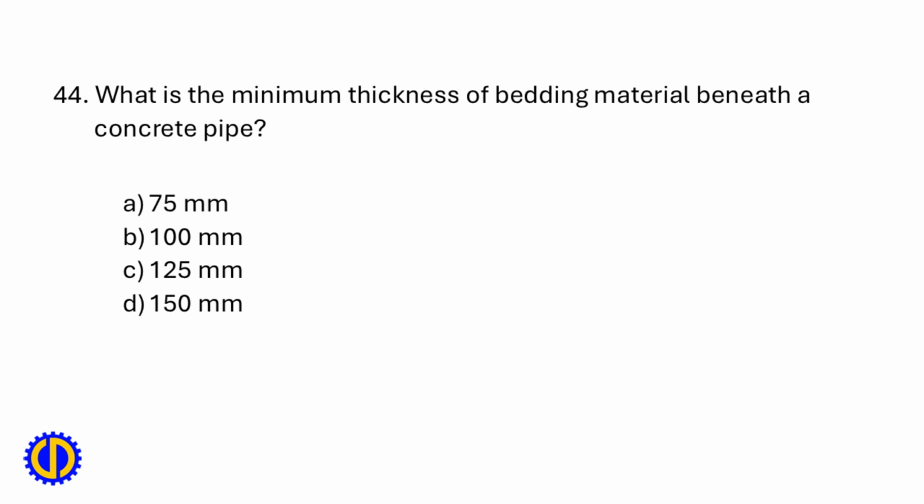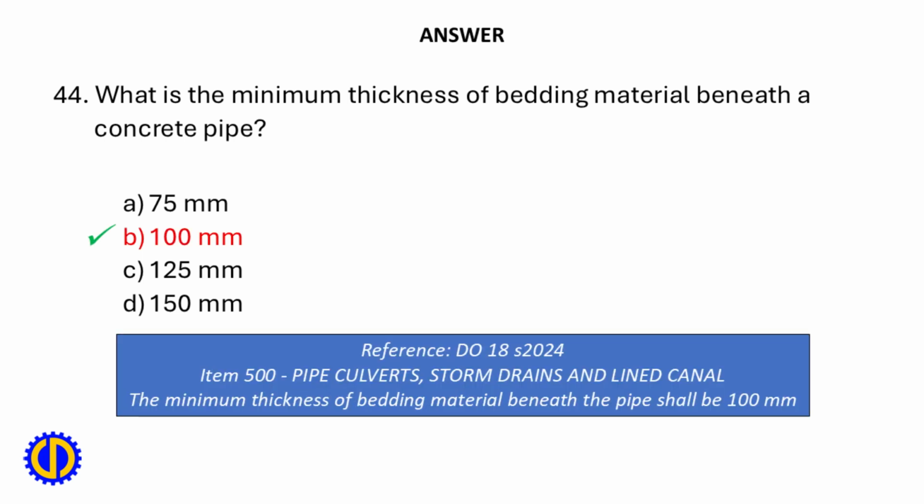44. What is the minimum thickness of bedding material beneath a concrete pipe? A. 75 mm, B. 100 mm, C. 125 mm, D. 150 mm. B. 100 mm. Reference, DO 18 S 2024, Item 500, Pipe culverts, storm drains, and lined canal. The minimum thickness of bedding material beneath the pipe shall be 100 mm.